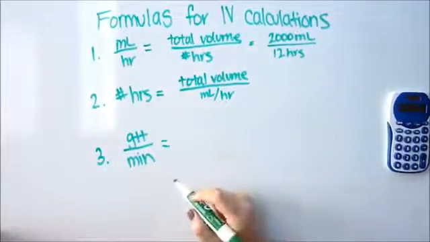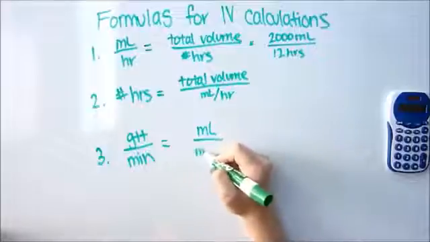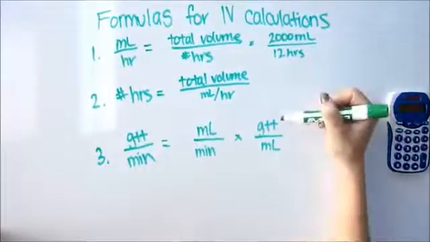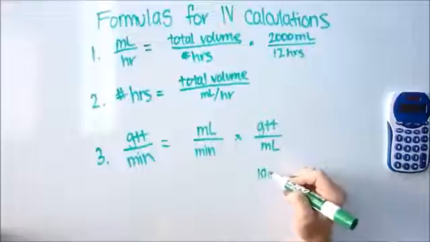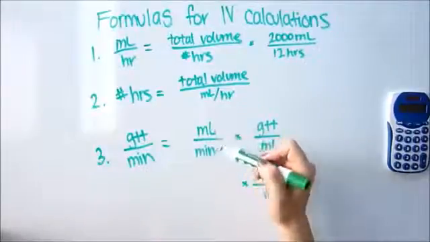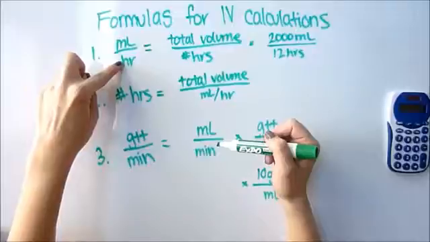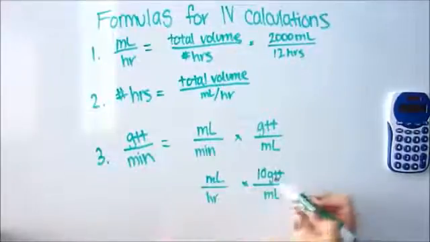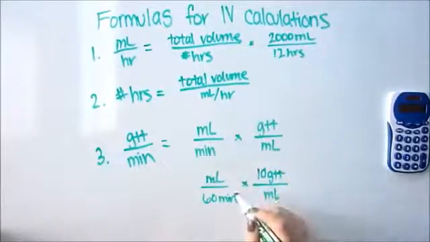The next one is gtt per minute, which is basically drops per minute. To find that, you take your ml over minutes multiplied by gtt per ml. Usually they'll give the calibration, which is what the set is calibrated to. For example, they might give 10 gtt per ml. It's most likely given in the problem, multiplied by ml per minute. With ml per minute, you're going to need your ml per hour, because there are 60 minutes in 1 hour. So it's very easy to use in this ratio. If we have ml per hour, all you have to do is erase that and put 60 minutes, or whatever is given in the problem.